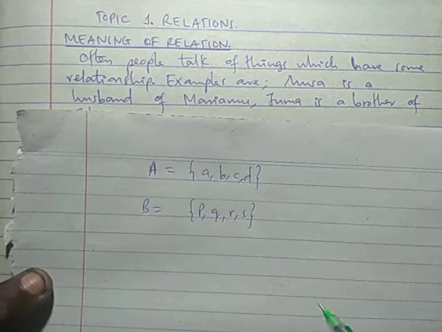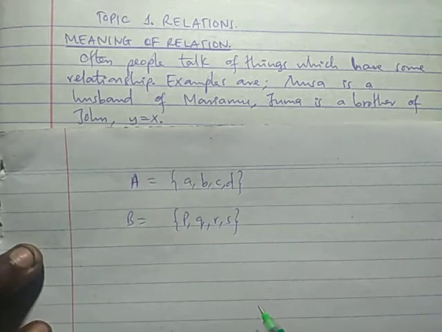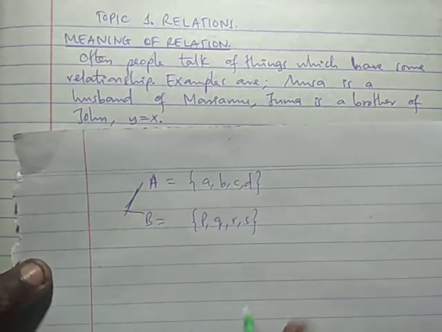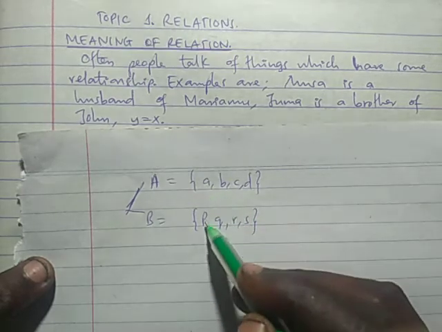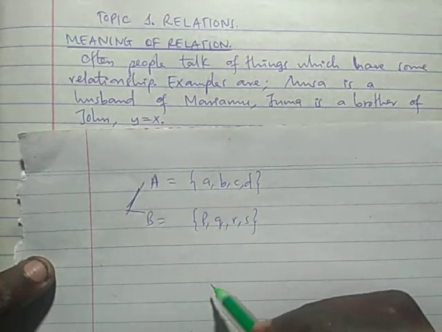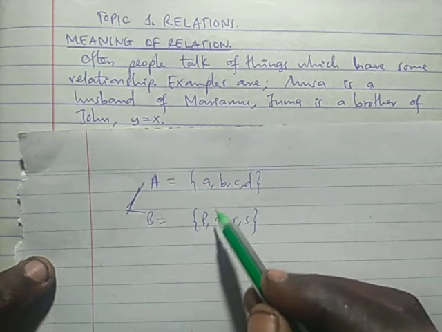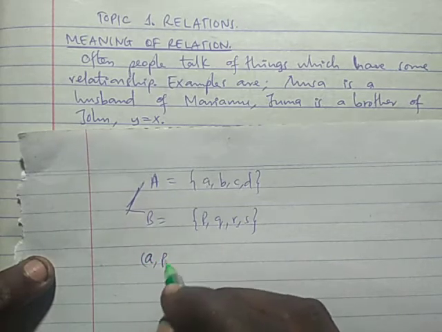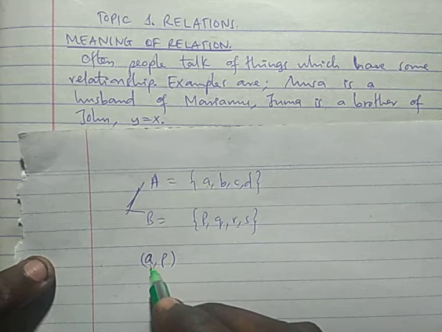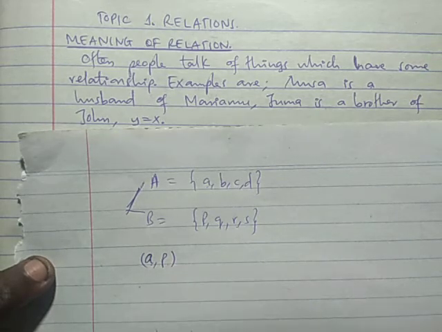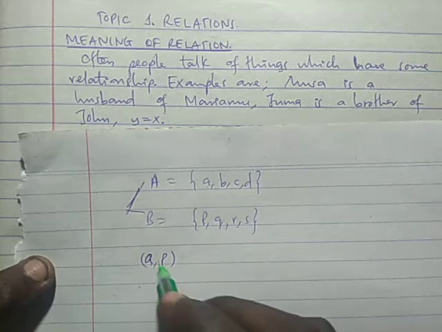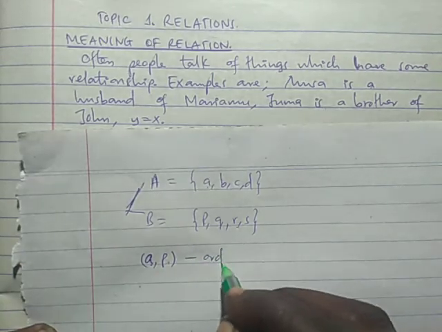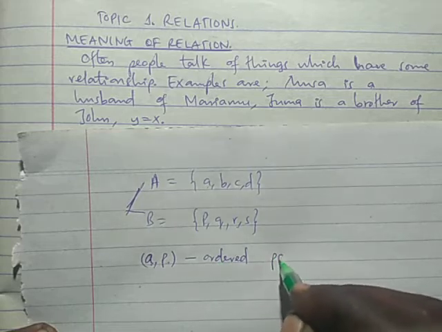So what do we mean here? Ni kwamba tukishakuwa tuna members kama hivi, relation itatuonyesha uhusiano ulioko kati ya members wa A na members wa B. So let's say kuna uhusiano kati ya A na P, au kati ya A na Q, au kati ya A na R. So if there is a relation between A na P, hichi kitu tutakiandika kama ni A, P. Kama kuna relation kati ya A na P, ambaye A ni member of the first set na P ni member of the second set, tutaandika ni A, P. Na tukiandika A, P, hichi kitu tunakiita ordered pair.